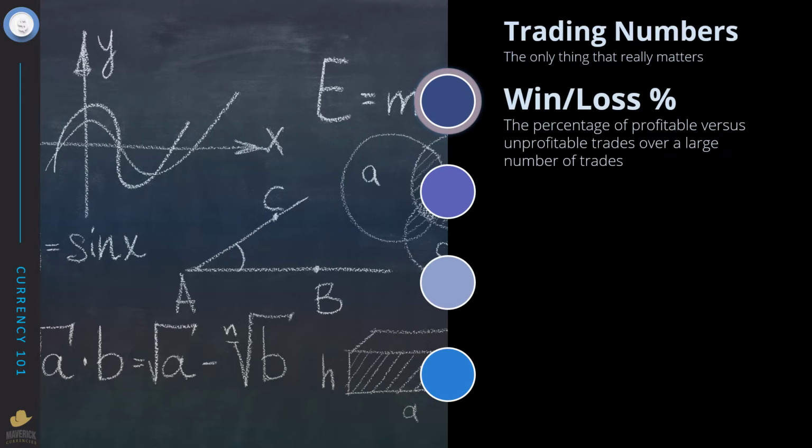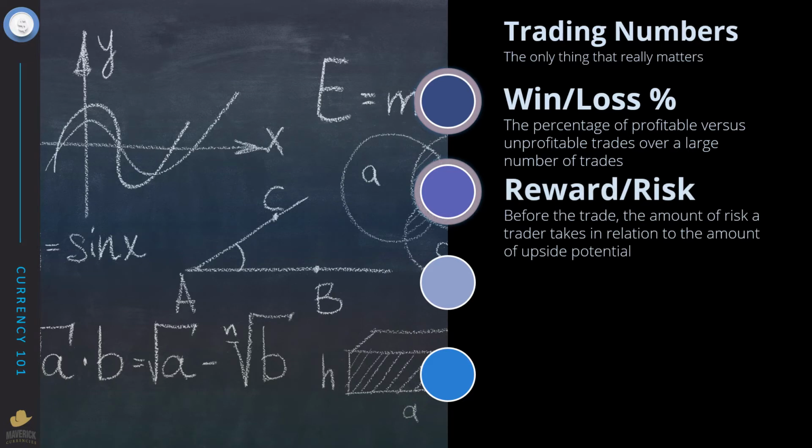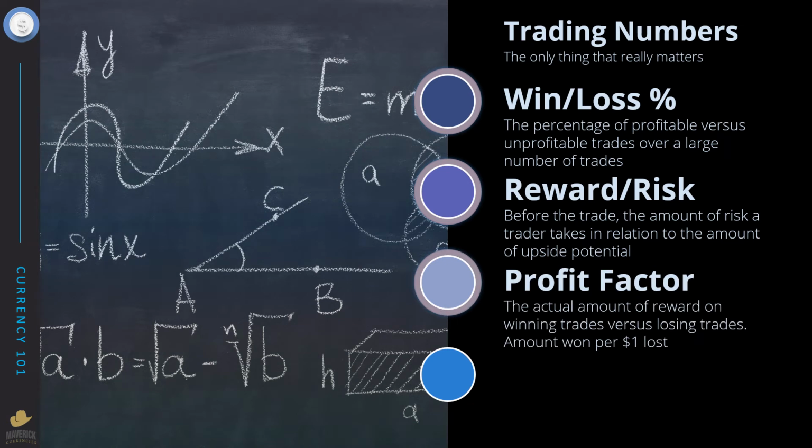Your win-loss percentage. Pretty simple. This is literally, out of 100 trades, how many did you make money on? How much did you lose? We're going to talk about reward risk ratio. Now, reward risk ratio is theoretical. When you take a trade, what is your reward risk ratio? Are you looking to make $2 for every $1 you risk? Are you trying to make $3? This is going to determine how aggressive you are as a trader, and you get to set that number wherever you want.